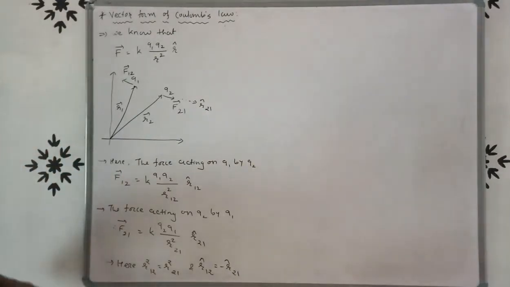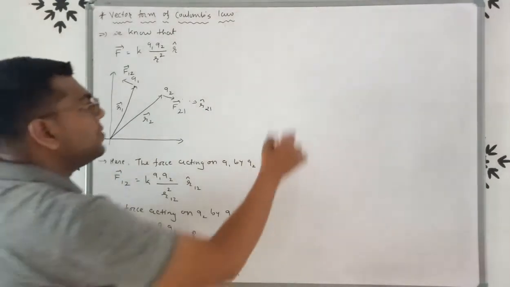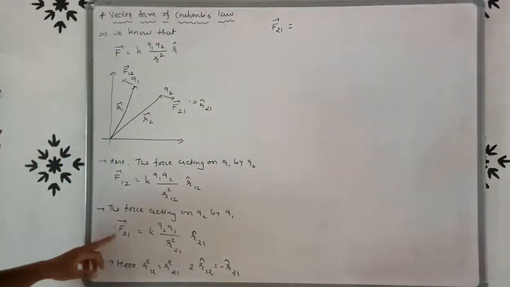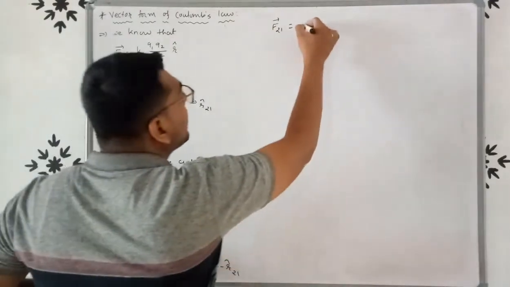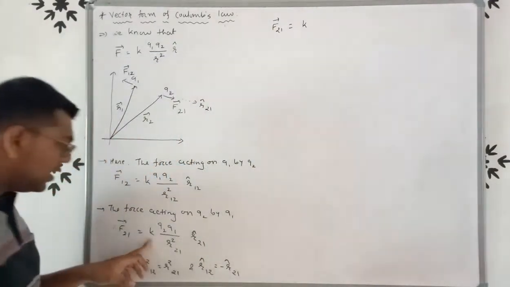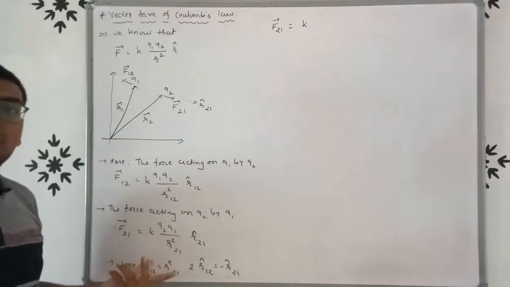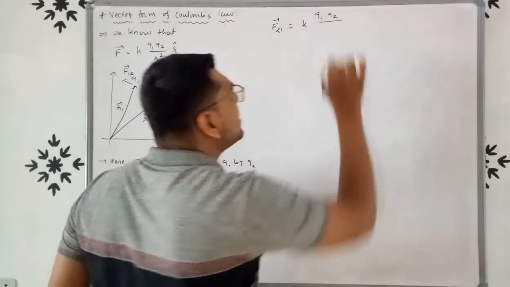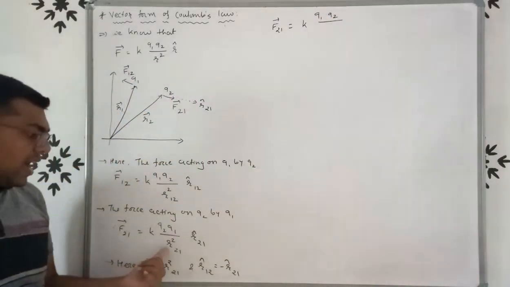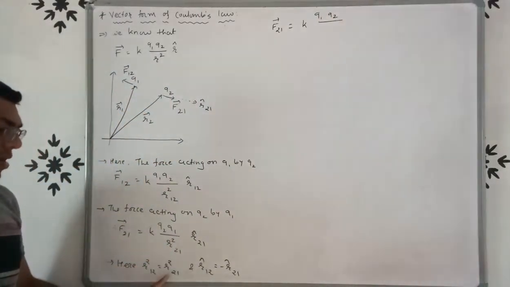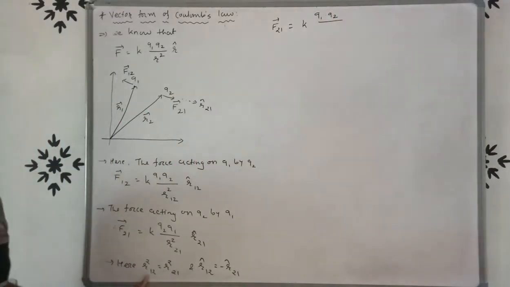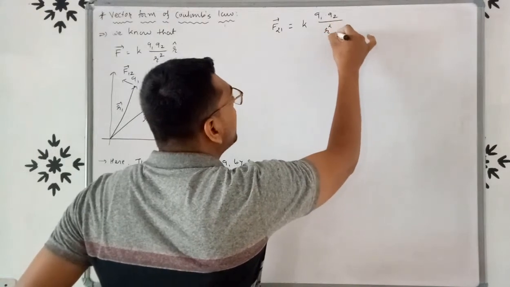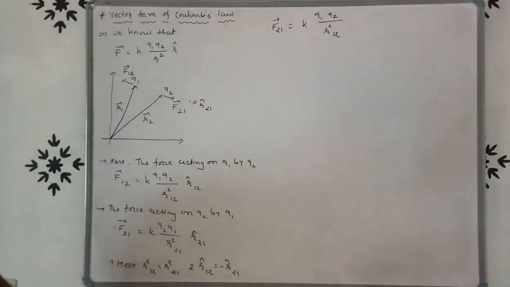So now if we want to write the value of vector F21, F21 is equal to K Q2 Q1, and we can also write that as Q1 Q2, the same, upon R square 21. We know that the value of R square 21 is equal to R square 12. So instead of R square 21, we can write R square 12, right? Okay.